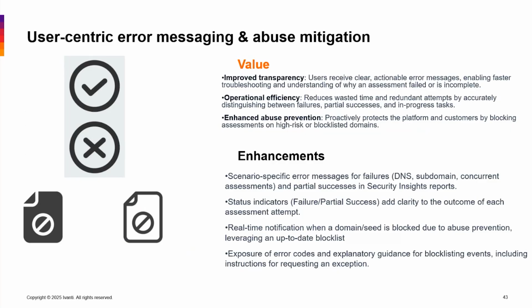Now, for improving the error messaging in EASM, we added checks to prevent abuse. When someone adds domains of big enterprises that are not in line with their business use case, like if someone adds Microsoft.com or Amazon.com, that's really not something we want. So we added these abuse prevention checks, where the user gets notified that a certain domain is blocked.